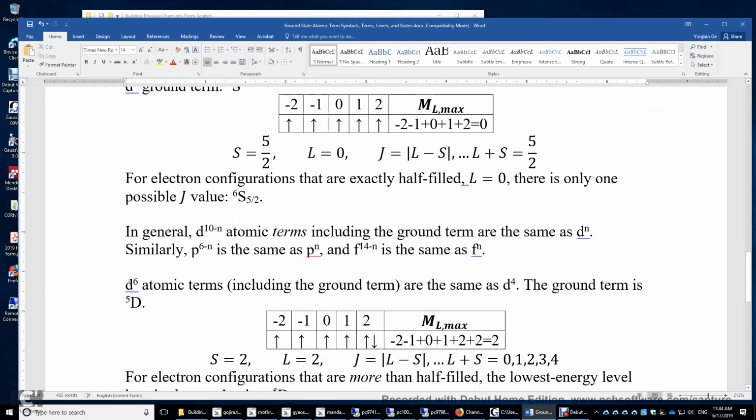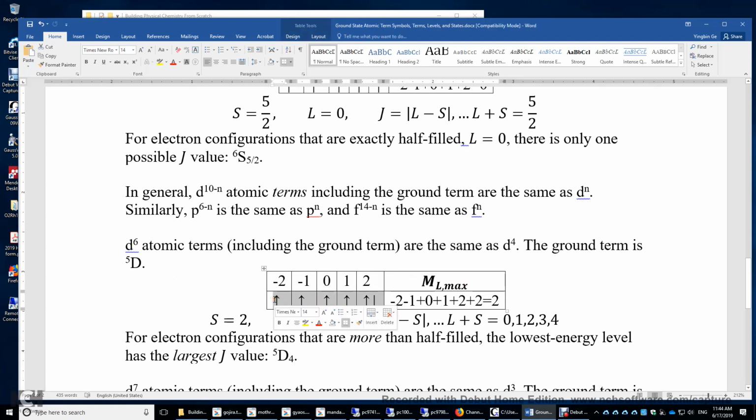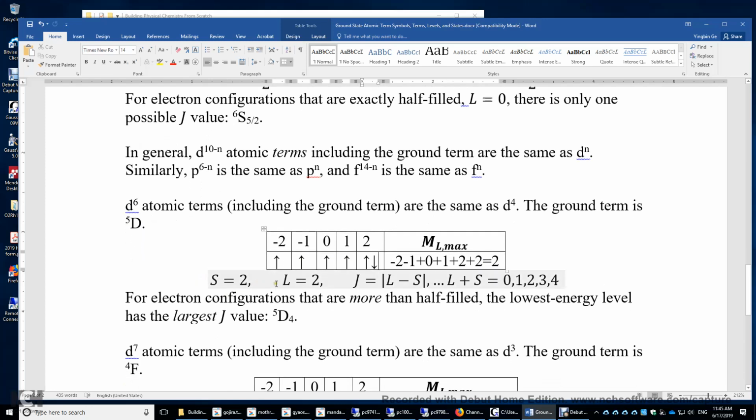All right, let's look at d6. So d6 is exactly the same as d4 regarding the atomic terms. And also we can do this analysis. We fill up these 5 d orbitals with alpha electrons, but then there's a 6th electron. It has to be beta, and then we look at the sum of the m sub s, which is just 2, because this one alpha and this one beta cancel. And also we try to maximize the value of m sub L. We get -2, -1, 0, 1, 2, and 2. So the sum is 2. So we have S equals 2, L equals 2.